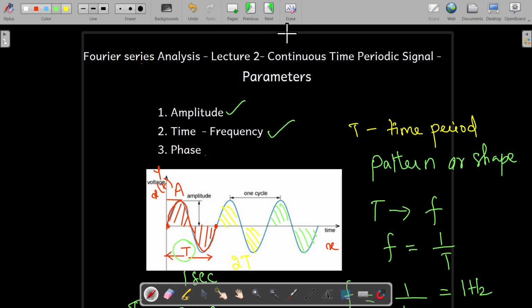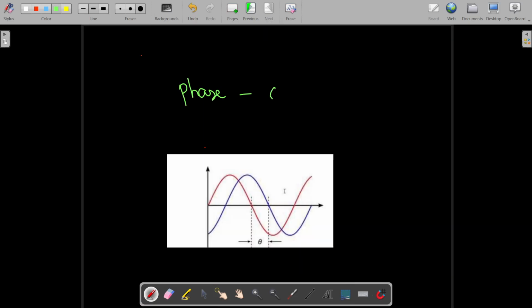Then the third parameter is phase. Phase is actually represented as theta or phi. So this pink color is your first waveform, and this blue is the second waveform. Then there is a phase shift of theta between these two. So what's the phase shift? It is the delay, that is theta. This parameter also plays an important role when you want to measure delays.